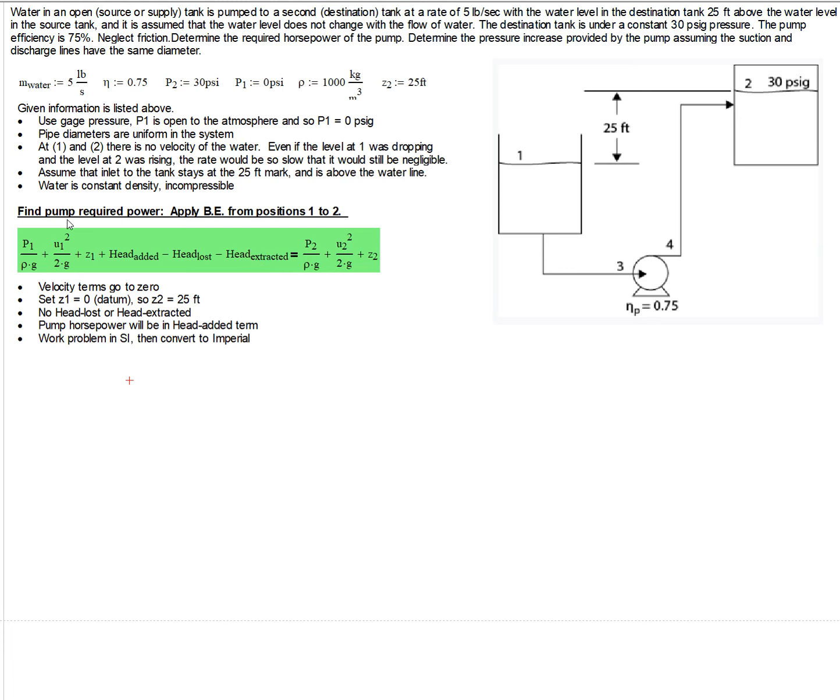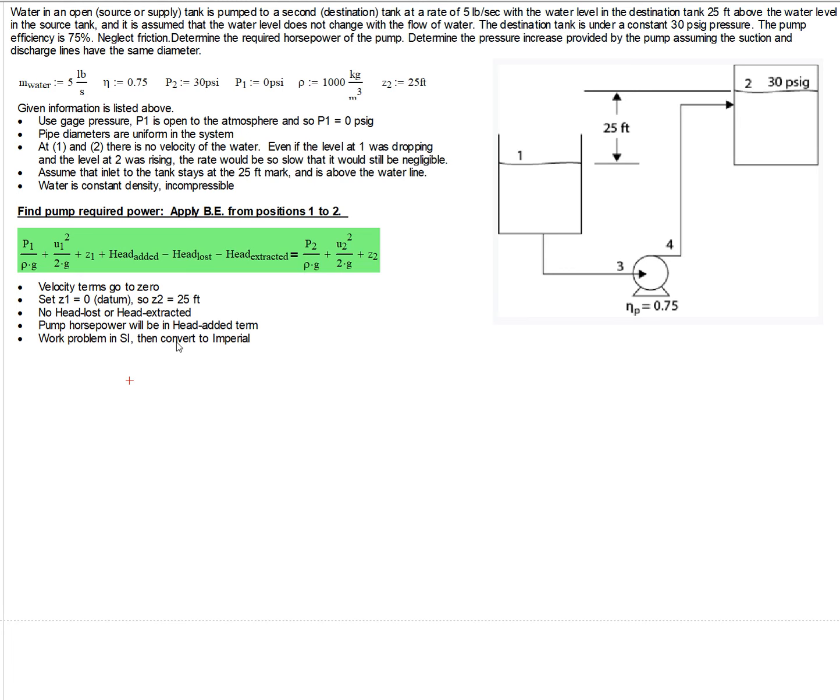Note that we need to find the pump required power, the pump power, and so that is going to be captured in the head added term. So that is what we're going to solve for. And so then what we can do is we can go ahead and start working this problem.